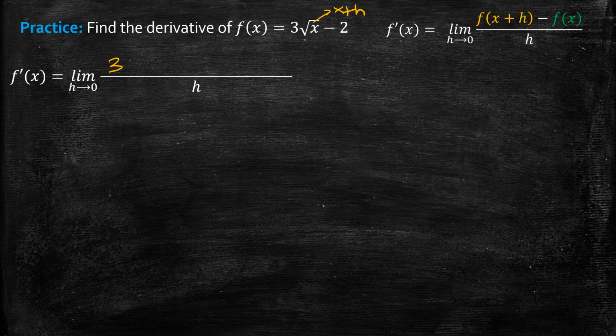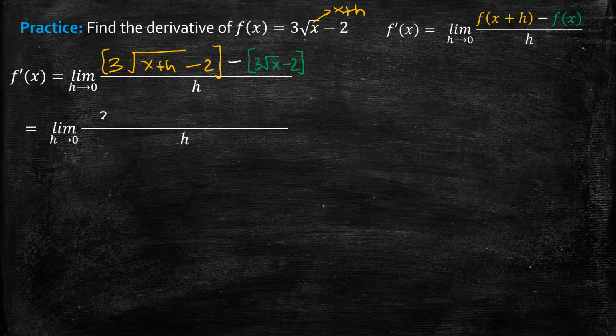So we're going to have 3 times the square root of x plus h minus 2. Don't forget brackets. And from that, we're going to subtract the original function like that. Okay, and the next step is to release the brackets. The bracket wasn't really necessary in the first bracket, but the second bracket is of course important because you must distribute that negative. And then we see that the minus 2 and the plus 2 cancel.